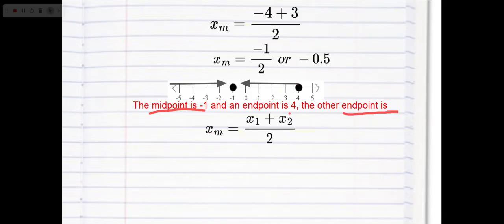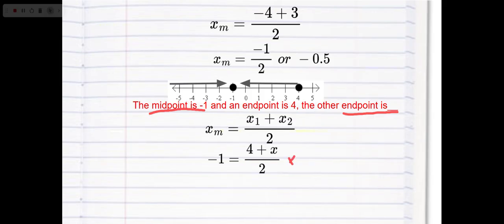And then 4 can be either x1 or x2. It really doesn't matter. Once you plug them in, just drop the subscript so you don't accidentally square a number. So I have -1 equals (4 plus x) over 2. And the scariest looking thing I would say for y'all is this fraction right here. Remember, a fraction is just division.